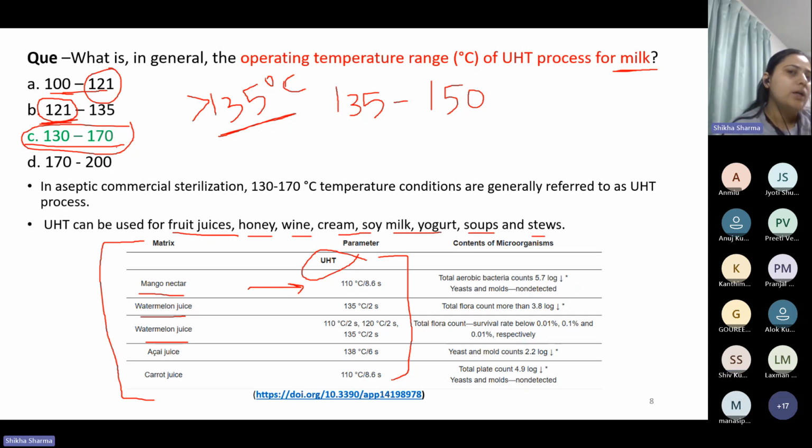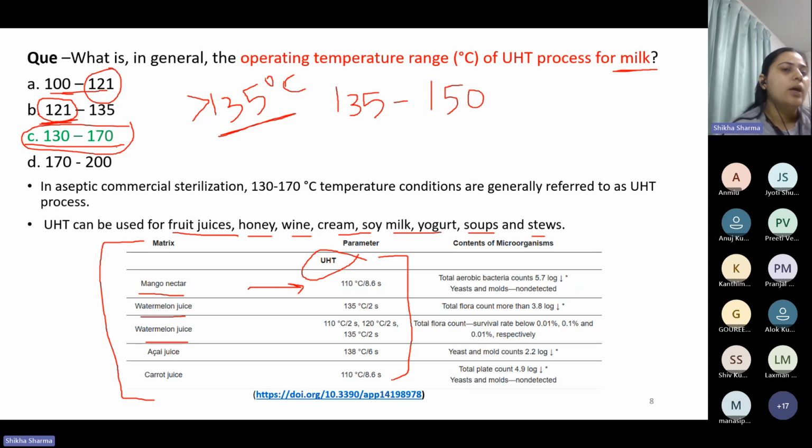UHT is ultra high temperature processing, which is more than sterilization. We do sterilization at 121, and UHT is even beyond that temperature, which is around greater than 130 to 135.